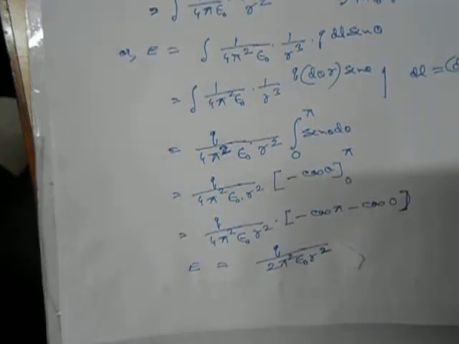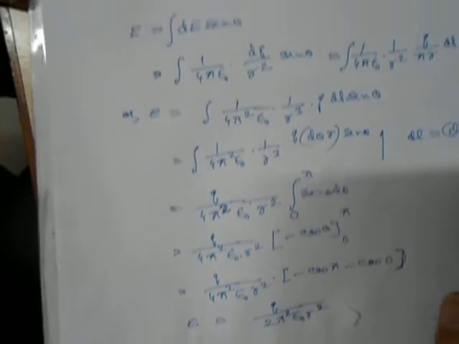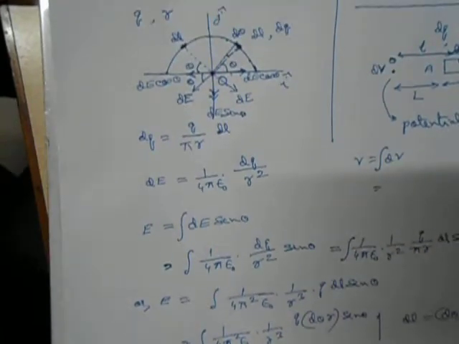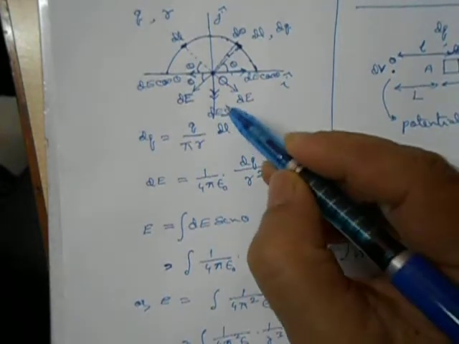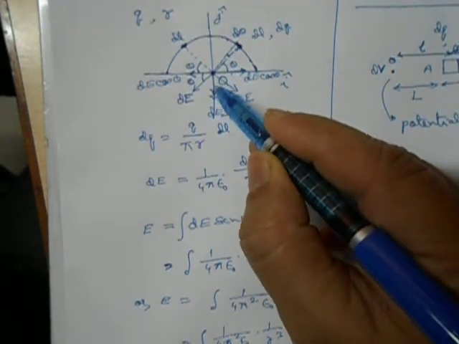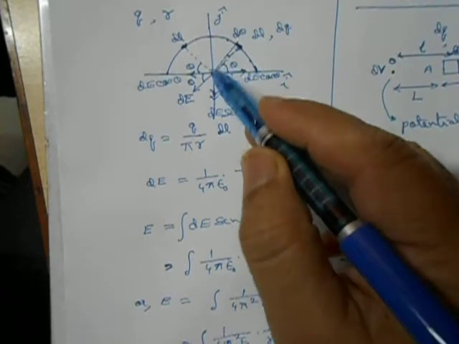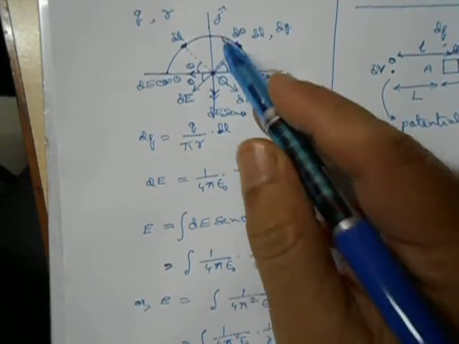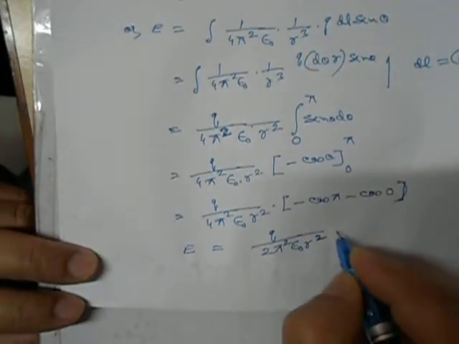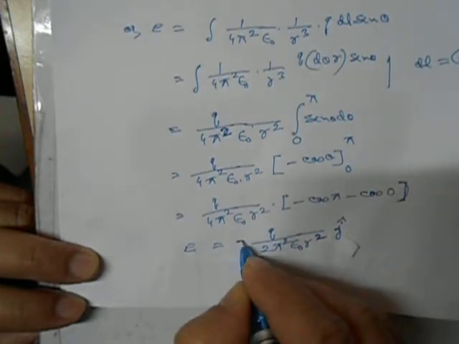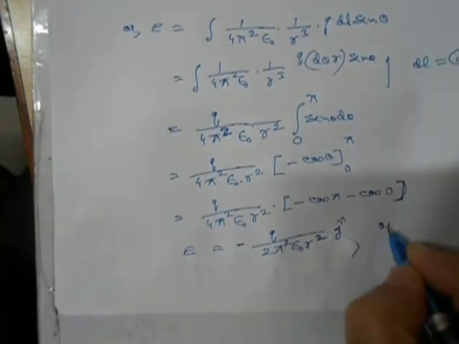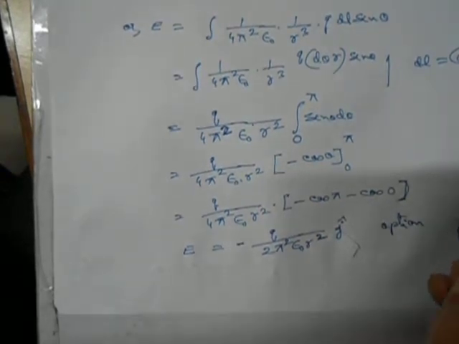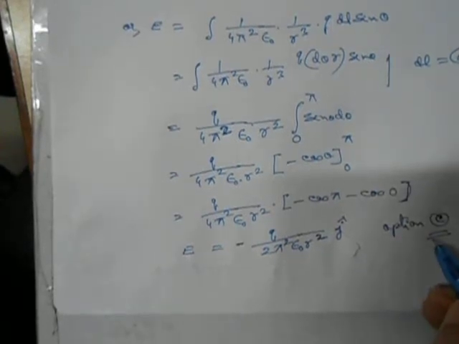Now in the options, directions are also given, j cap is given. So we have to decide the direction. See, the net electric field will be in this direction. This is the negative j axis, negative y axis. So this will be minus j cap. I am writing the j cap here and minus here. So this is option C. The correct answer to this question is option C.